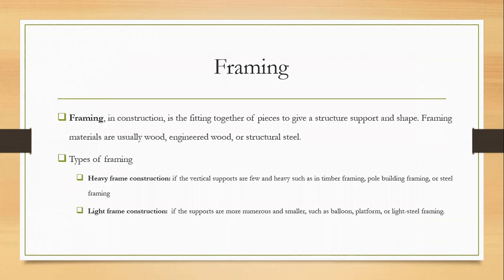Then we have framing. So framing in construction is the fitting together of pieces to give a structure support and shape. Framing materials are usually wood, engineered wood, or structural steel. So, for example, I think I may have mentioned it in a previous slide. Types of frames. For example, we have heavy frame construction that would be used for larger buildings. Some of those steel structures we can see on the outside of the building. When the building is going up, you find that there would be like a metal frame, for example.